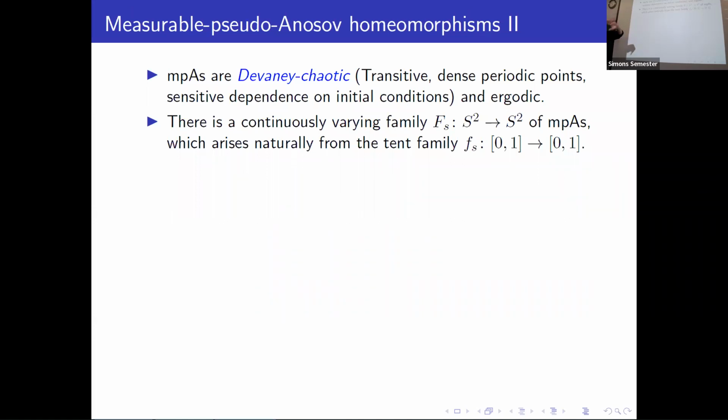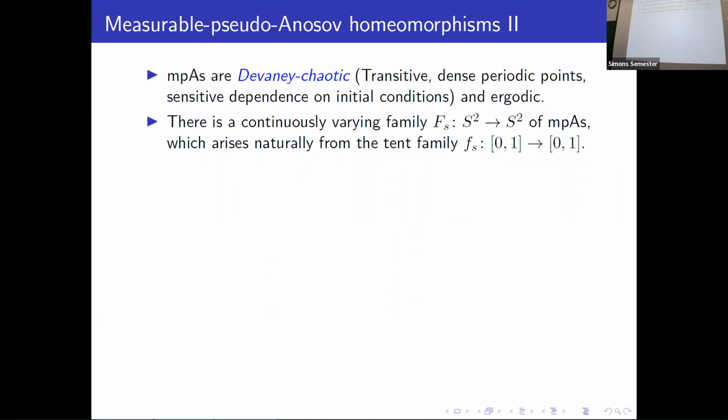So you'd like to know a new definition is strong enough that you can do something with it. You also want to know it's weak enough that there are examples. And there are examples of these things. In particular, you can find a whole continuously varying family of sphere homeomorphisms, which are all measurable pseudo-Anosov. And these arise naturally from the family of tent maps, which is why I started talking about those.